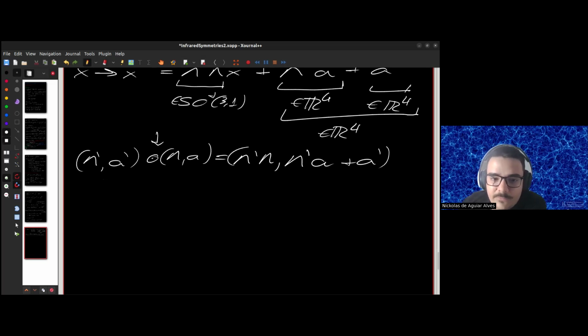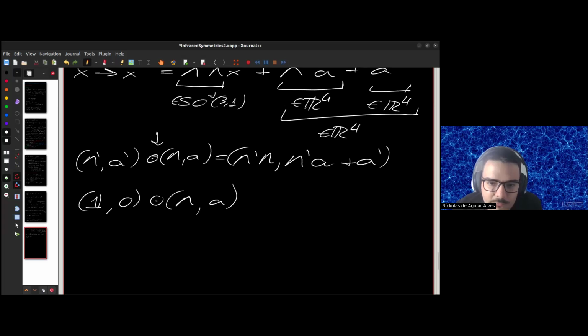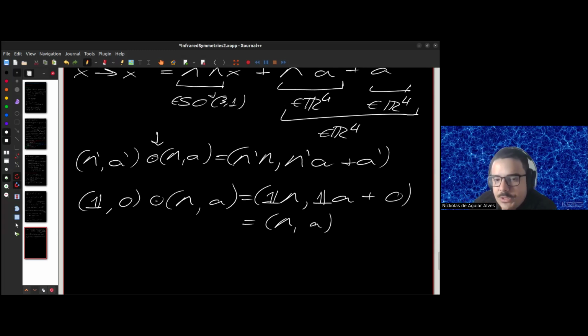Just as an example, let us find the identity for this transformation by looking at this rule. We can check that it is going to be given by the identity and the vector 0. So if you use the identity matrix and the vector 0 on any transformation, what you're going to have is the identity times lambda times the identity times A plus 0. And this here is exactly the original transformation. You could also check on the other side, and you're going to get the very same result. So this is the identity for the Poincare group.